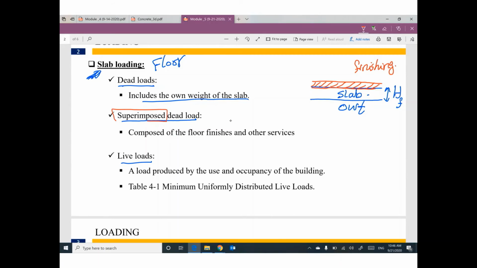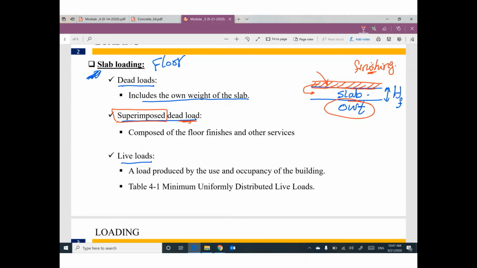Guys, I believe this finishing will stay in the same position. Do you think you can go to campus in the morning, and if you return in the evening to your home, this finishing will be gone? No, it will remain on the concrete surface all the time. So it's dead load, but we can call it superimposed, additional dead load beside the own weight of the slab.